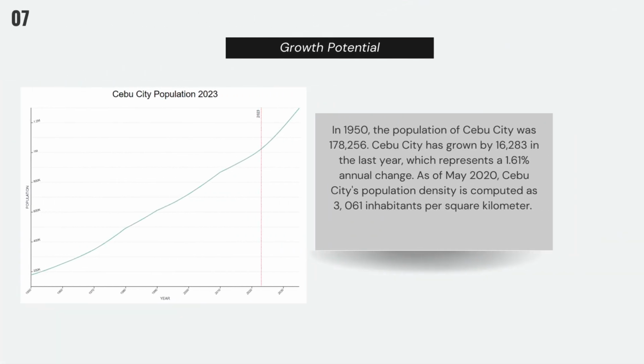Back in the 1950s, Cebu City had a population of only 178,256 people. However, it has been observed that there was an increase of 16,283 people in Cebu City during the past year, or an estimated 1.61% yearly change. As of May 2020, the estimated population density for Cebu City is 3,061 people per square kilometer.